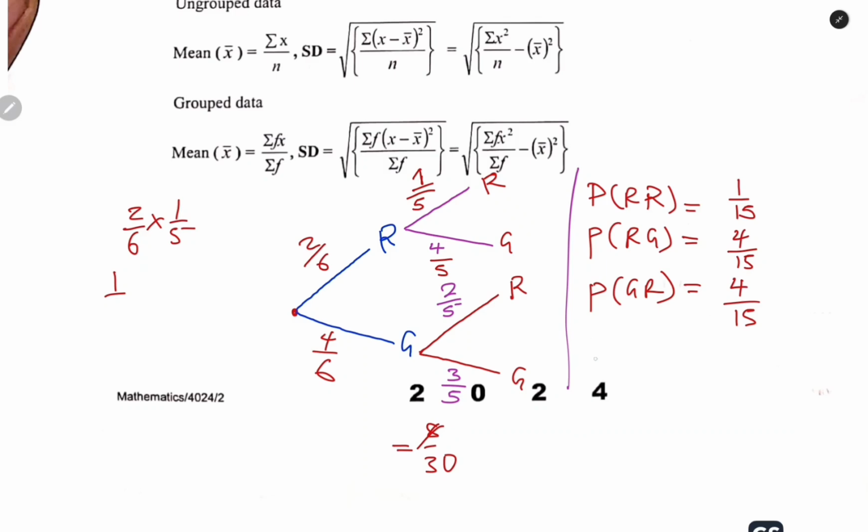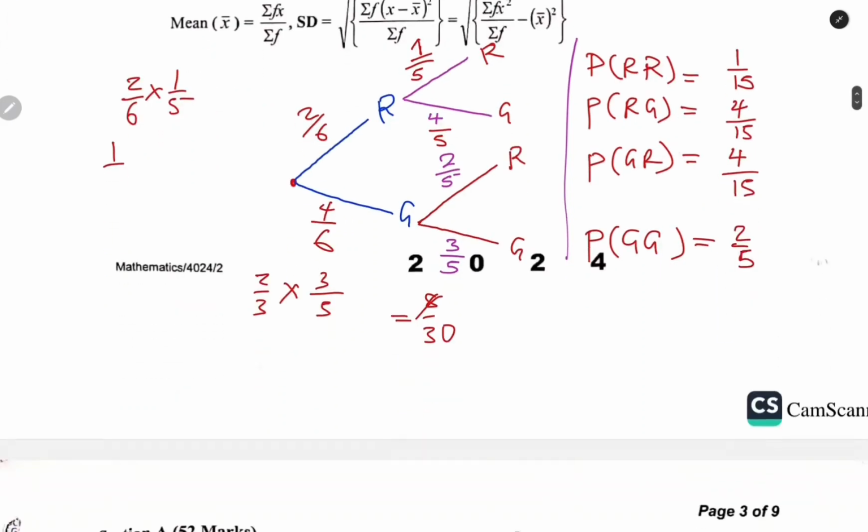Then the probability now of green. The probability of green is equal to, not 1/3, 2/3 multiplied by 3/5, which is 6/15, which can be reduced to 2/5. Okay, 2/5. I guess we've gotten the possible outcomes right.